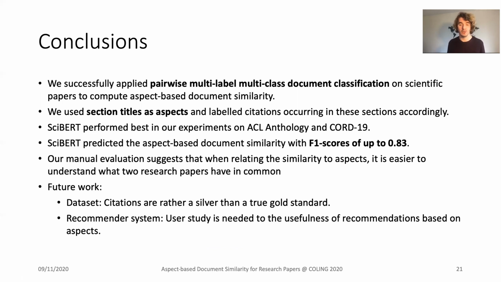Moreover, our manual evaluation suggests that when relating the similarity to aspects, it is easier to understand what two research papers have in common. And particularly this motivates future work. One current issue is, of course, the dataset. Using section titles as labels and citations has its shortcomings. So we saw that titles are inconsistently used. Also, citations are used with different motivations. So that means that the section does not necessarily indicate the aspect.